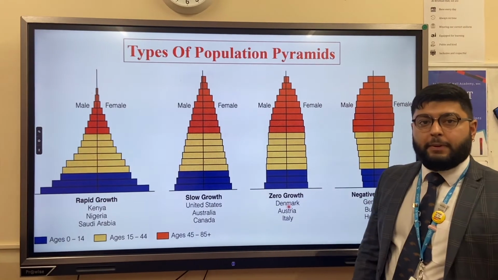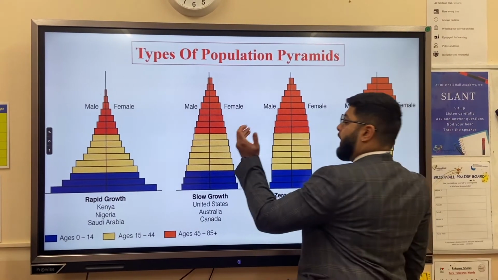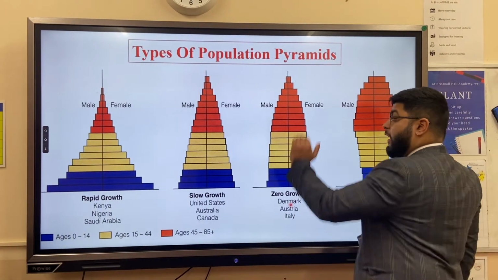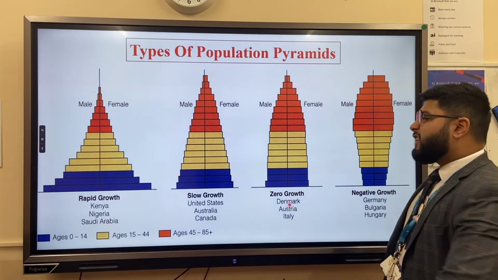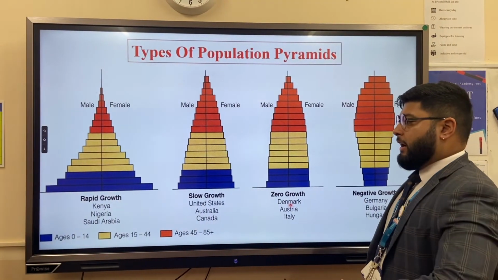Finally, you're going to look at population pyramids, which we can use to represent the population. So you have the male population on one side, the female population on the other side, going upwards in terms of age. The UK would probably be around this slow growth area.